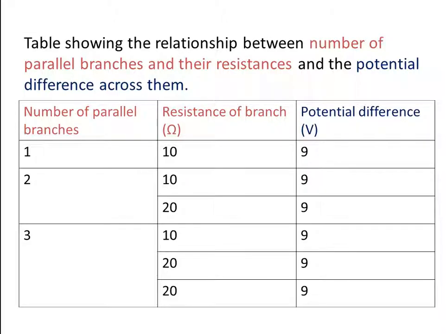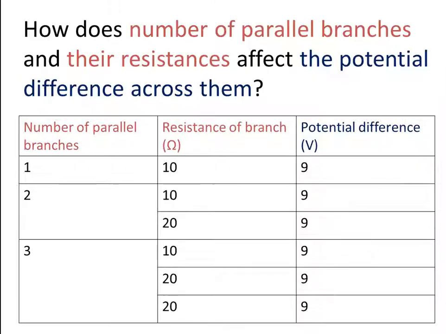We put all that in our table. So what do you see? What is the answer to this question? How does the number of parallel branches and their resistances affect the potential difference across them?